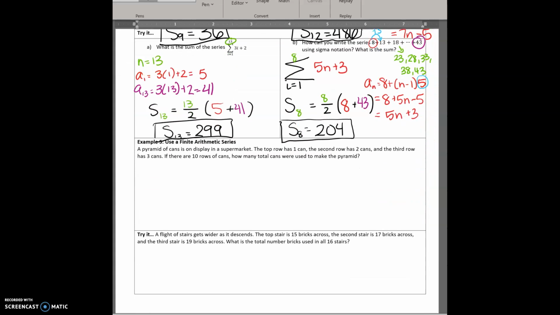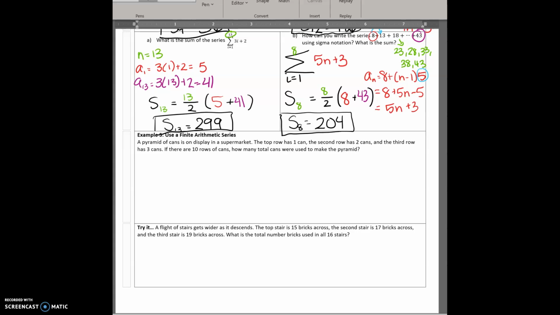Okay, so now we're going to look at some story problems, but still looking at series. So we have a display in a store that the top row has 1 can. So I would have a can here. And then the second row has 2 of these, so I would draw 2 of them. And the third row has 3. So 1, 2, 3. Because you can kind of think they're just building the little pyramid idea.